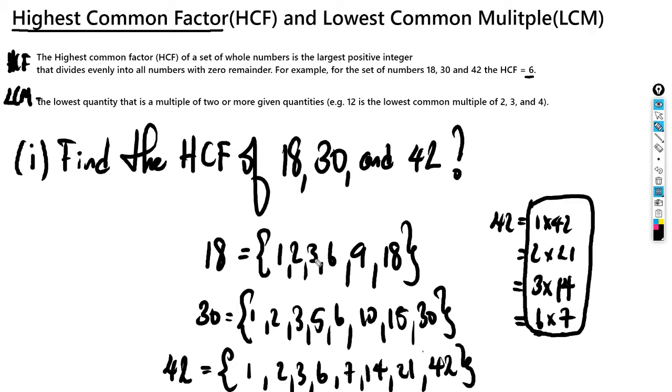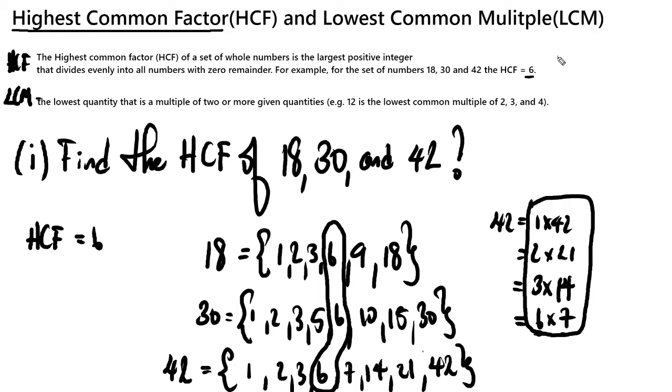So now, since we have all the factors for these three, all we need to do is find the highest number out of all these factors. If we look here, we can clearly see that 6 is the highest number out of all these factors. So the HCF for 18, 30, and 42 is equal to 6, just like the example said. This is the best way to do it. Write out all the factors and find the highest one for the set of numbers.